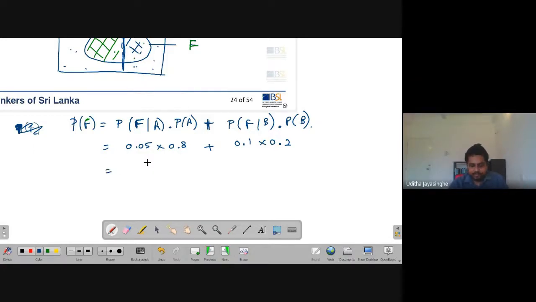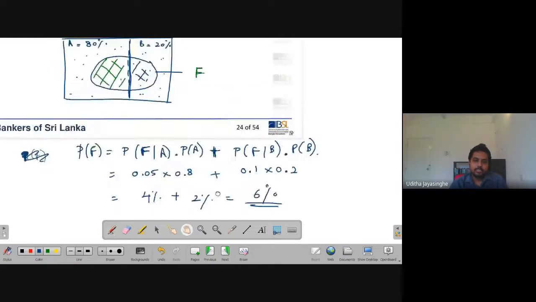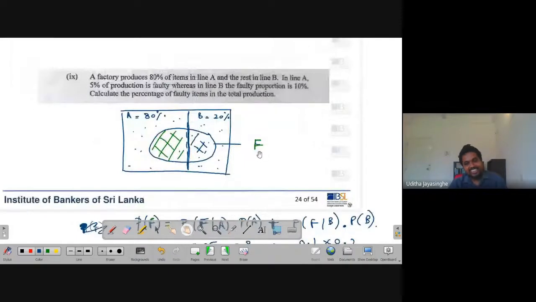If we add it up, 0.8 multiplied by 0.05 gives 4% over here, plus 0.1 multiplied by 0.2 gives 2% over here, and 6% is my faulty percentage. It's the complicated way of resolving this question. Rather, if you simply do the multiplication, out of 80, 5 are faulty, plus out of 20, 10 are faulty. If you do this addition, you're going to get the same number.